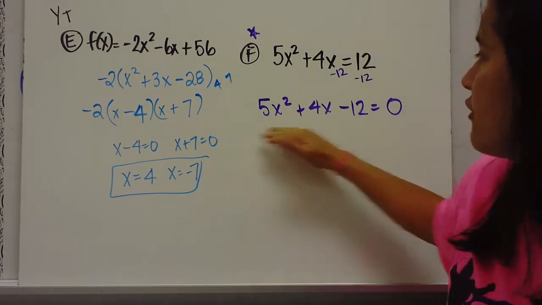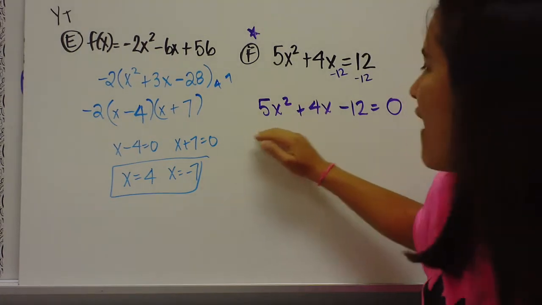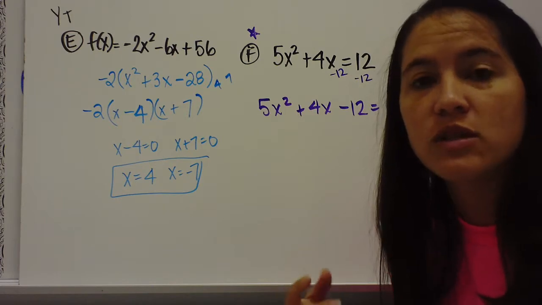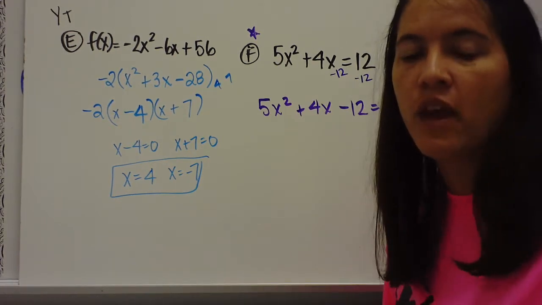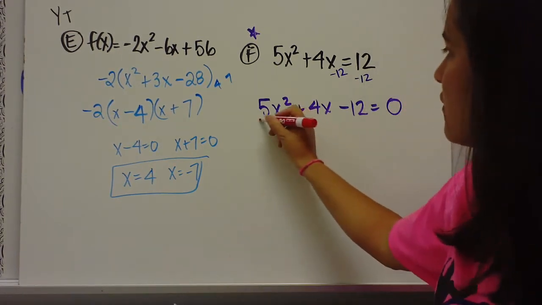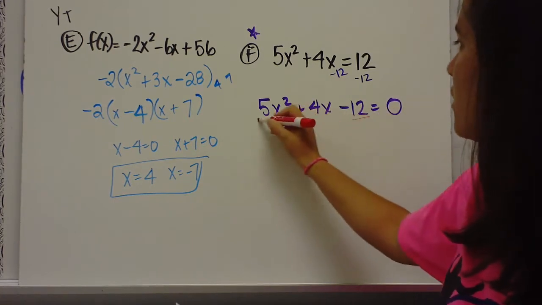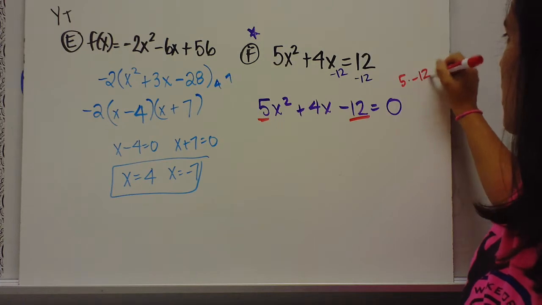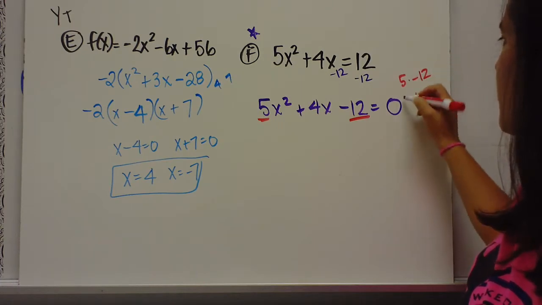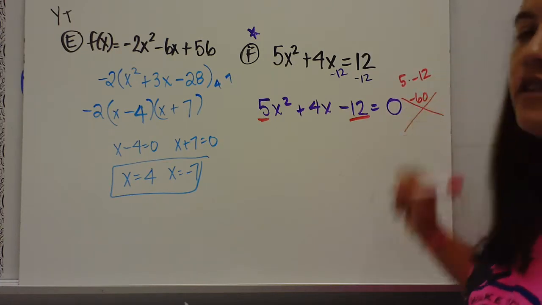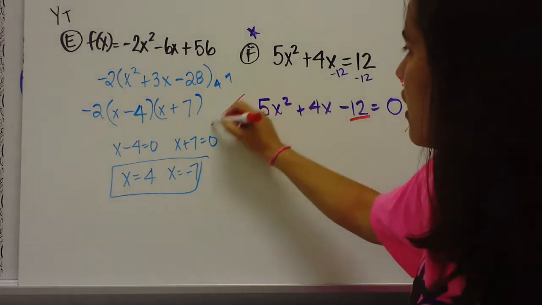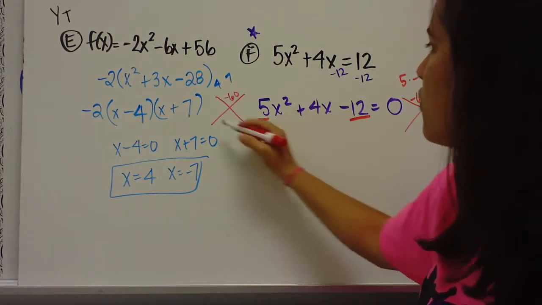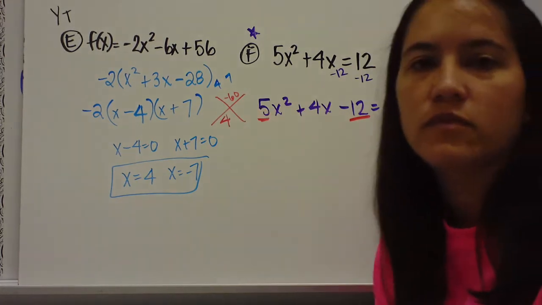We look to see if we can factor anything out, but we have 5, 4, and negative 12. Nothing will go into all three of them. So this one is a little different. Here's what you do. You take the A and the C, the 5 and the negative 12, and you multiply those, and we get negative 60. So draw a little X, put negative 60 on top, and then this 4x goes right here.